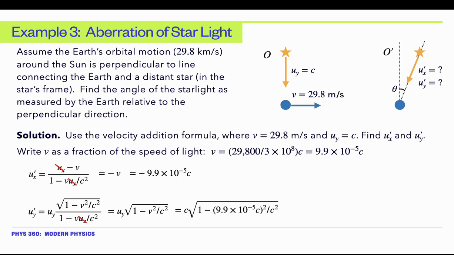Plug in for v, and you get that it's 0.999999951 c, so very close to the speed of light in the y direction. In fact, for the calculation, you could probably just round this off to c, but we'll keep it like this for now.